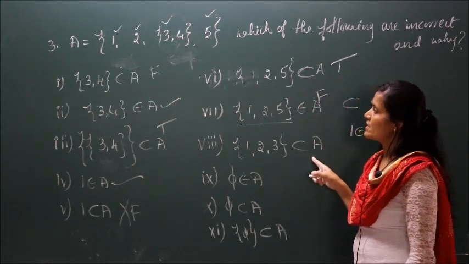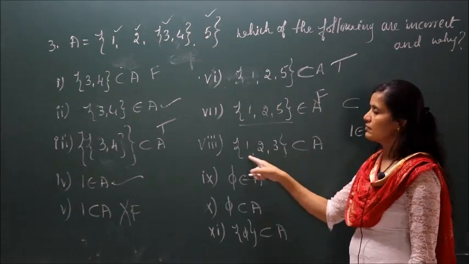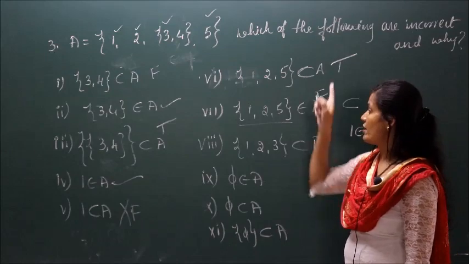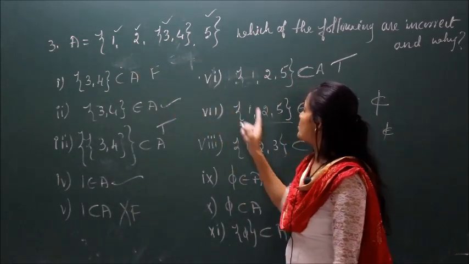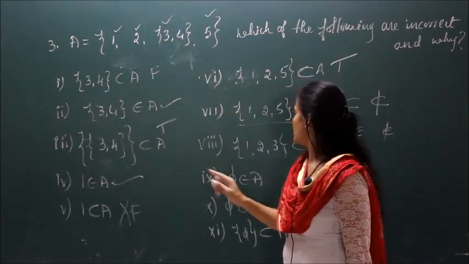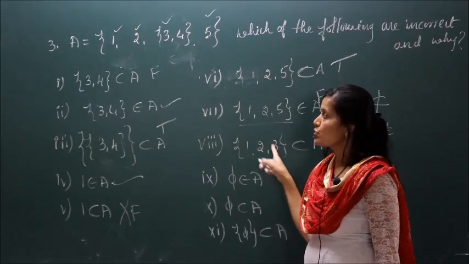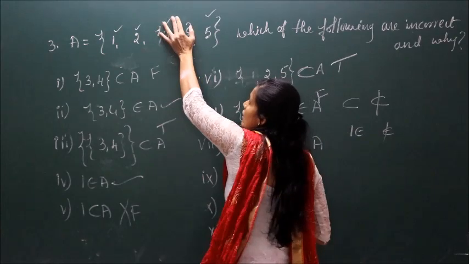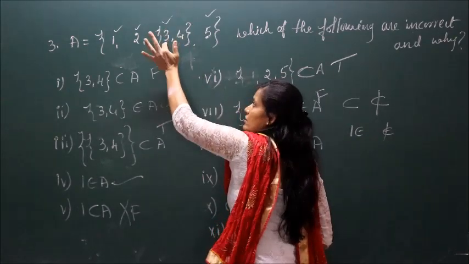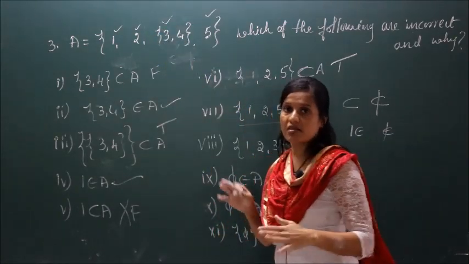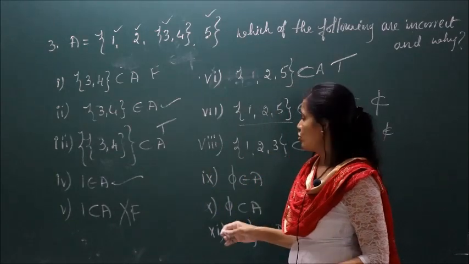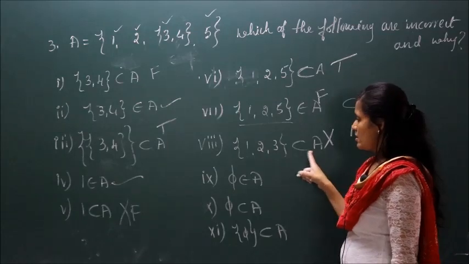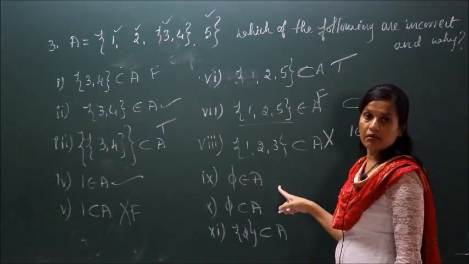1, 2, 3 is the subset of A. Is this right? 1 is there, 2 is there, 3 no. So along with that 3, that 4 also must come. It is a single element, I cannot separate this as 3, 4. So this is not a subset. False statement.